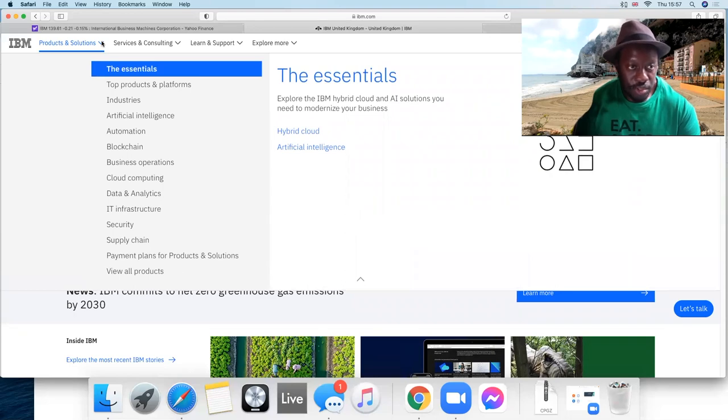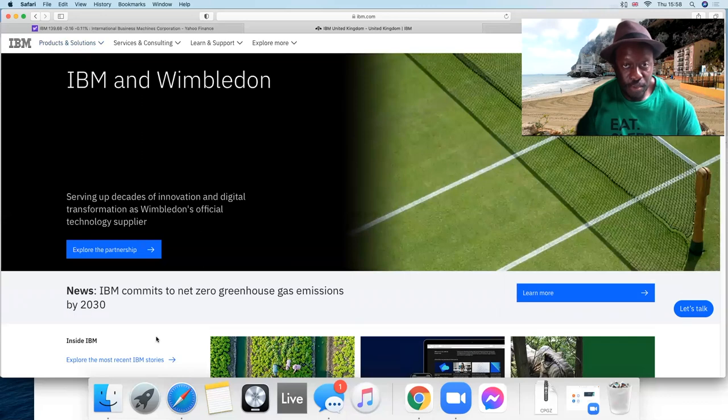On top of that, they also offer loads of products and services. Right, you can see they're into artificial intelligence, automation, blockchain, cloud computing, data and analytics. The list goes on. Security, there's loads that they do now. They really have been innovative over these last few years. I feel they kind of went stagnant for a while, but now they're really on the ball.